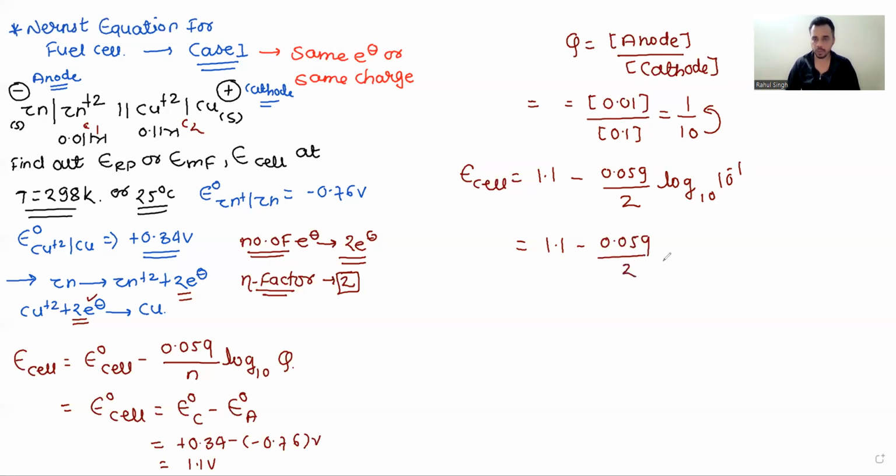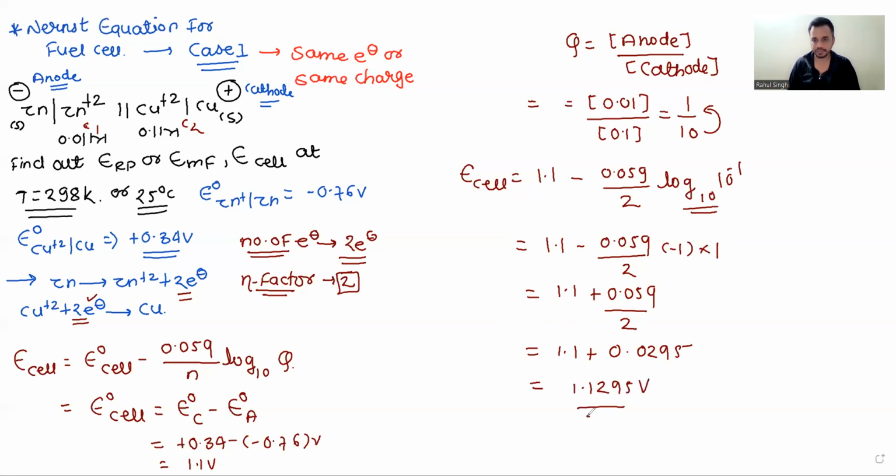0.059 divided by 2 and log to the base 10. This is our log formula that we have to use. Minus 1 will be there into 1. So this whole value becomes 1.1 plus 0.059 divided by 2. I'm just solving each and every step so that you won't get confused. So we get the final answer, that is 1.12954. So this is our E cell value.